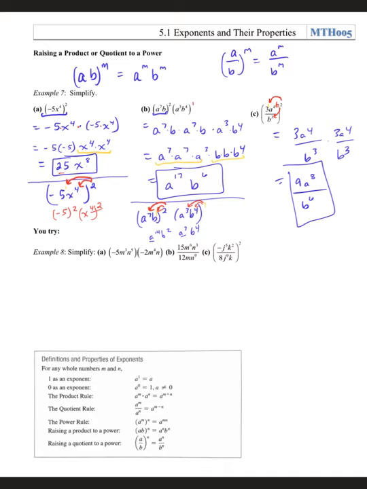Now what I want you to do, I want you to pause the video and try these 3 examples. And this ties in all the different rules that we've talked about. If you're having troubles with the rules, try just thinking about what you know about exponents, how can you use the commutative law, and work through them. When you're done, come back and check your answers.